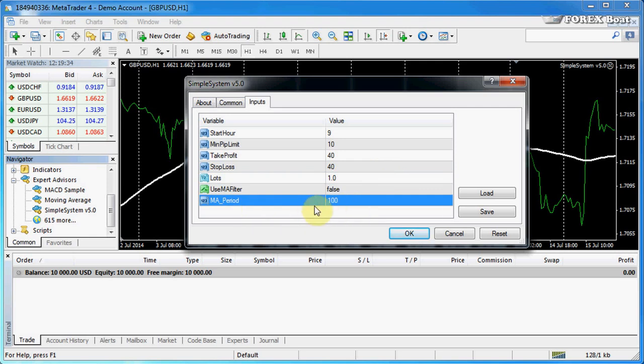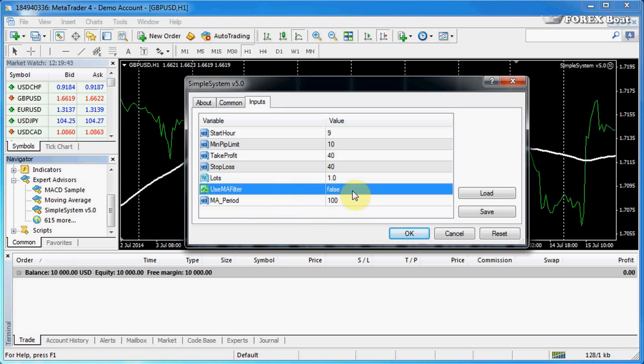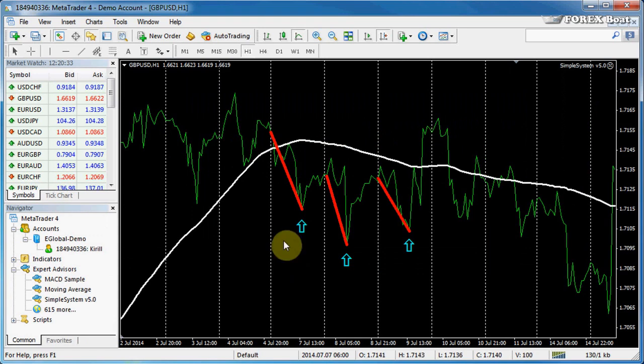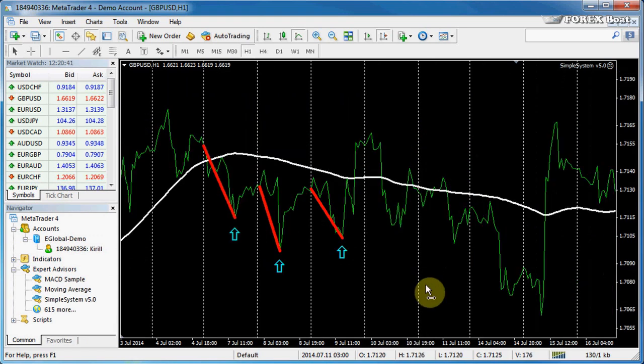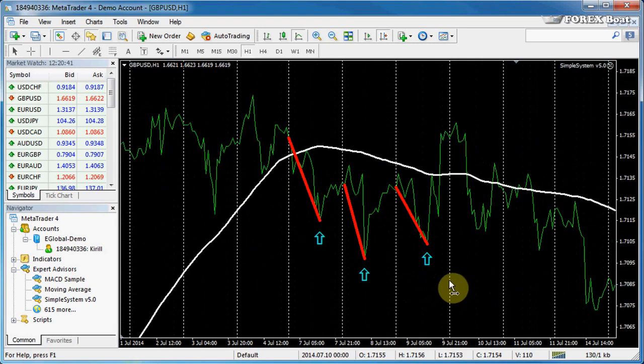So MA period was introduced in version 2.0, which was also developed in the Algorithmic Trading for Beginners course. However, use MA filter is a switch which was not available then. It's only available in version 5.0. The best way to describe these two parameters is to have a look on the chart. So what the MA filter does is it actually allows us to control our transactions and have an additional point of reference for when we actually want to trade and not.